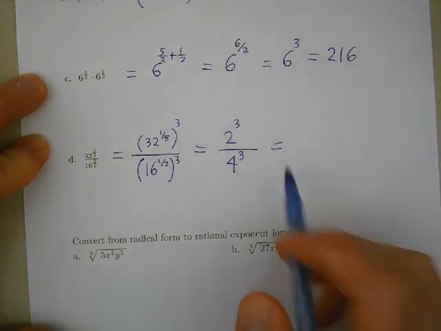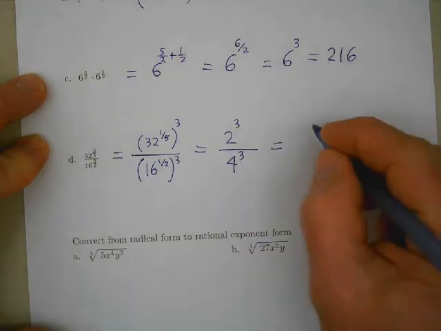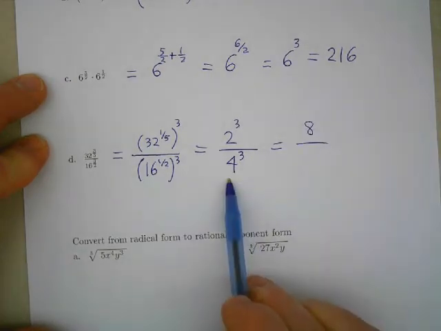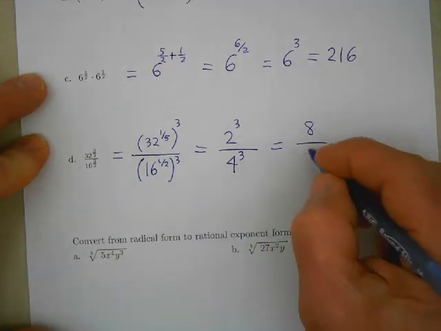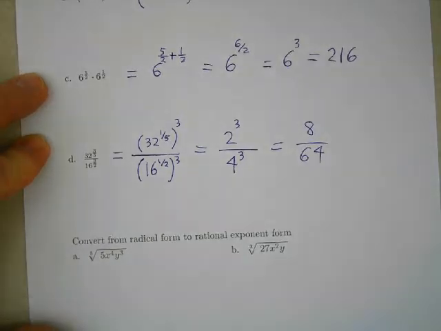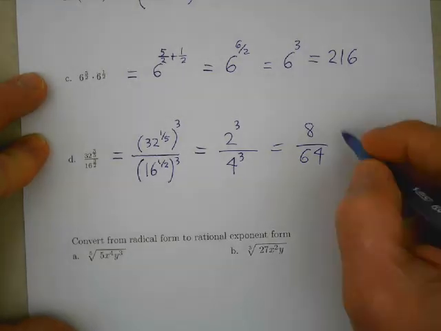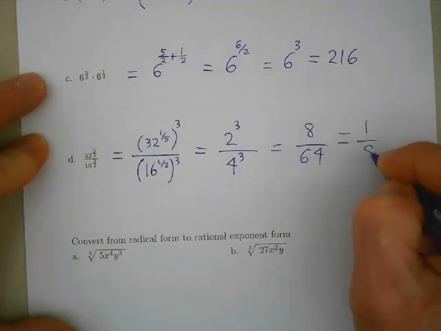Then simplify 2 to the third. That's 2 times 2 times 2, which is 8. And then 4 to the third is 4 times 4 times 4, which is 64. And finally, the fraction 8 over 64 simplifies to 1 over 8, 1/8.